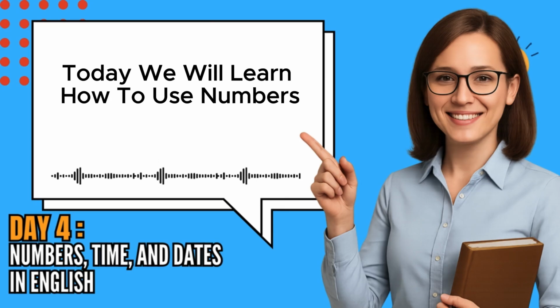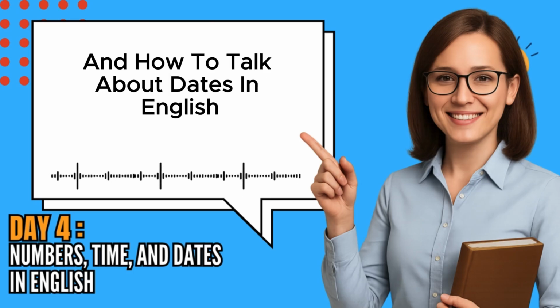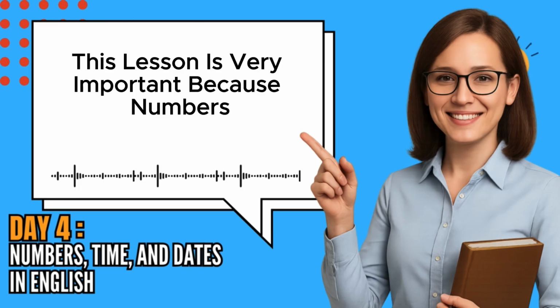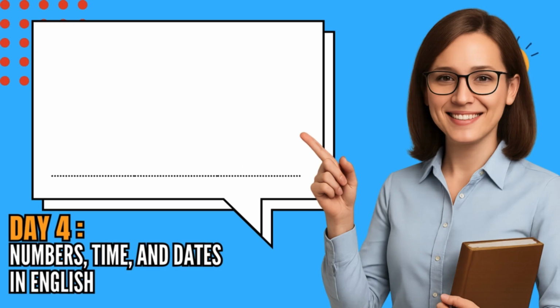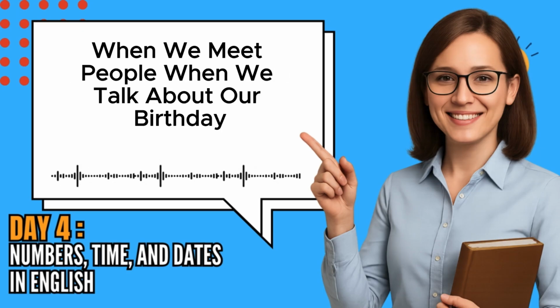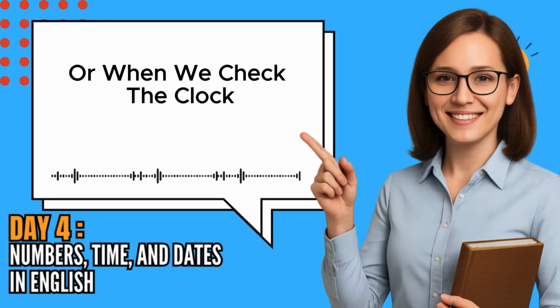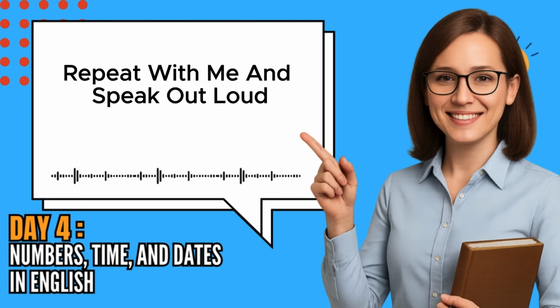Today we will learn how to use numbers, how to tell the time, and how to talk about dates in English. This lesson is very important because numbers, time, and dates are part of daily life. We use them when we buy things, when we meet people, when we talk about our birthday, or when we check the clock. So today you will practice many useful sentences. Repeat with me and speak out loud.